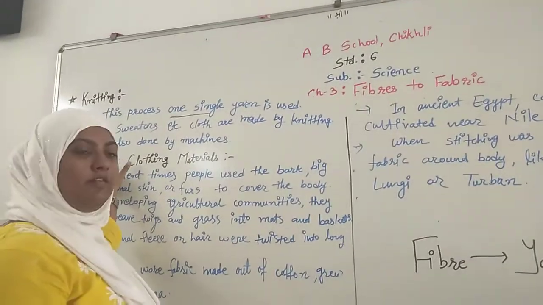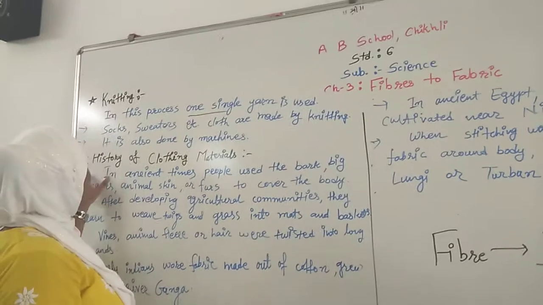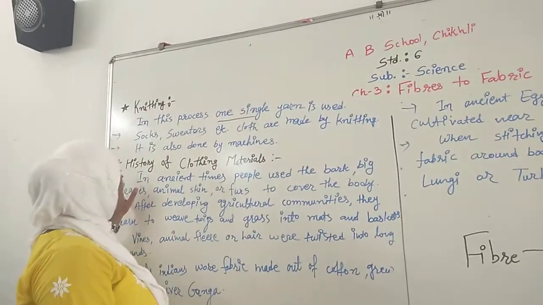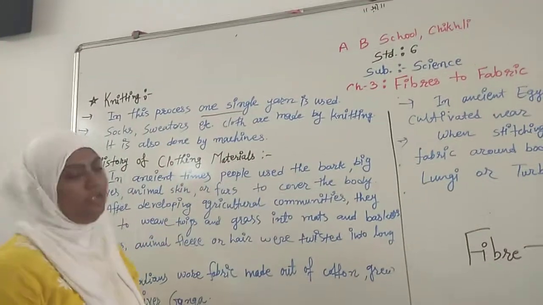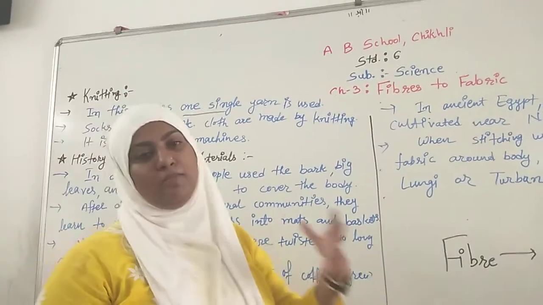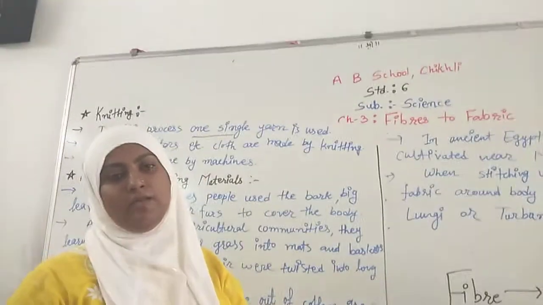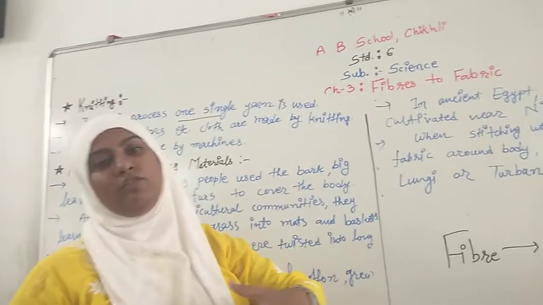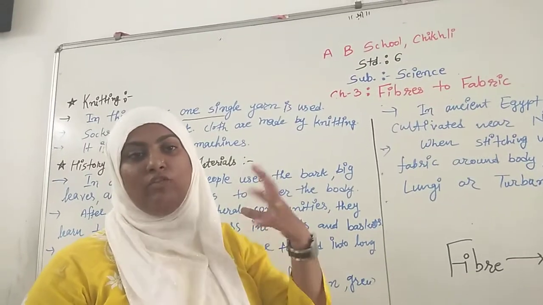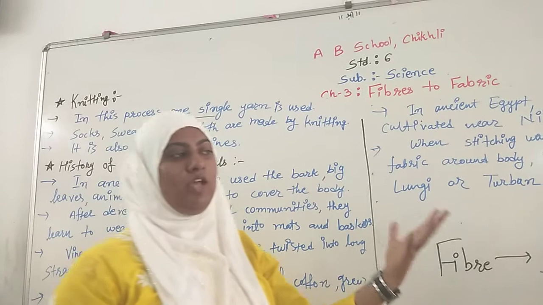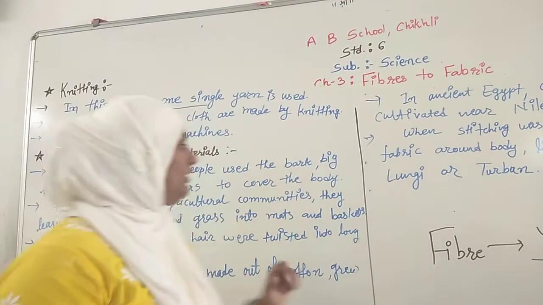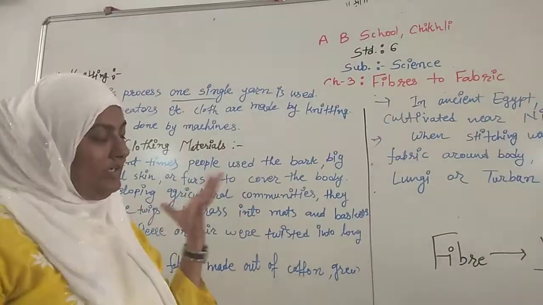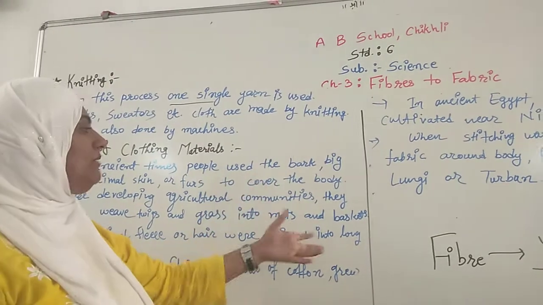Now we are on our last topic of the chapter, which is history of clothing materials. Okay, so from ancient time to recent time, what are the varieties of clothing? What people used to wear in ancient time? We all know that in ancient time they used the bark.